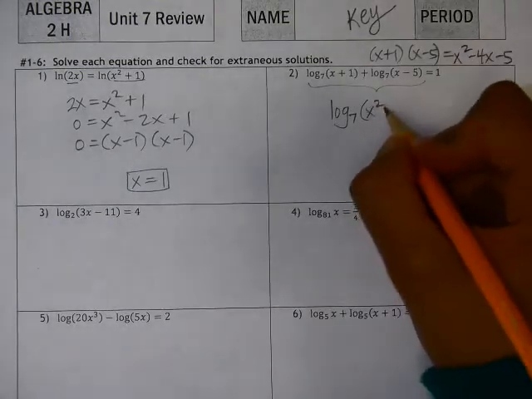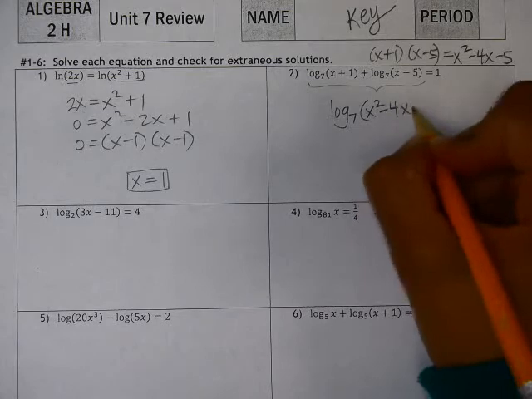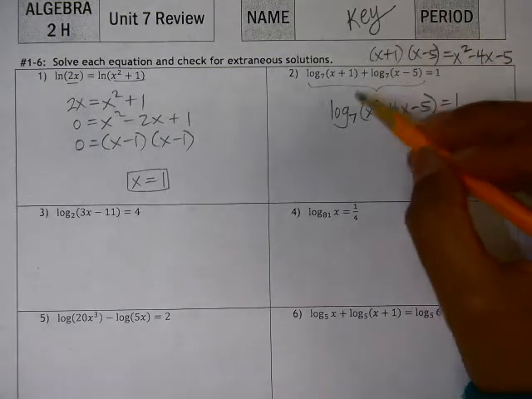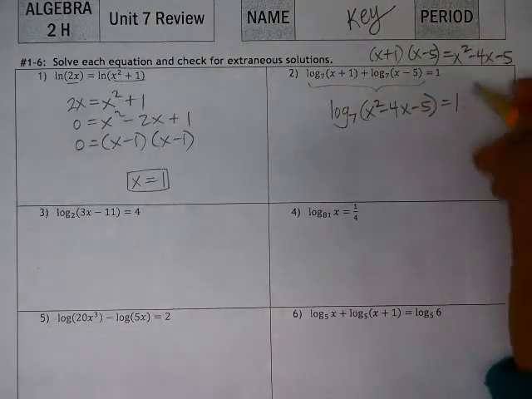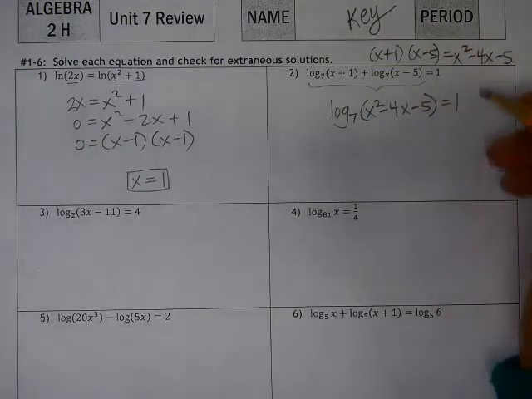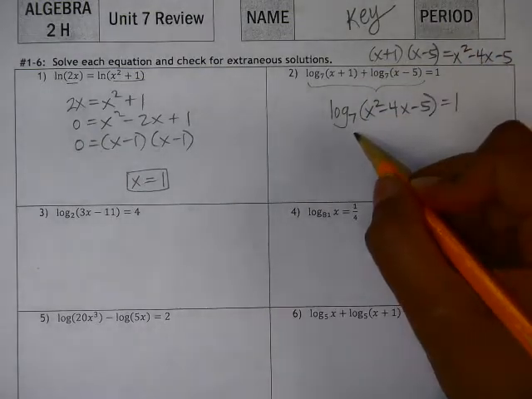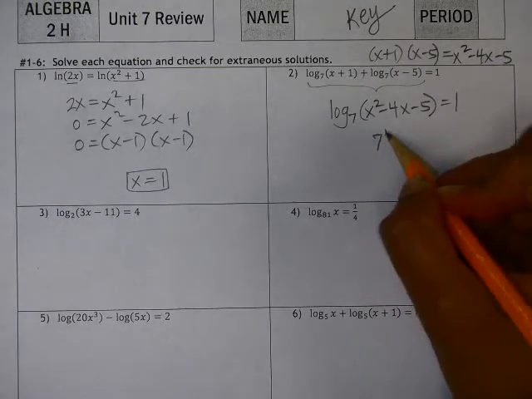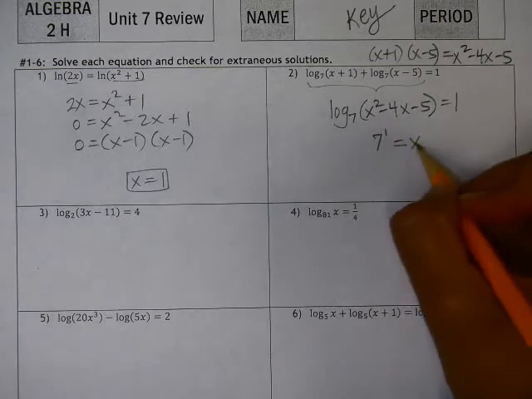So my condensed log will be log base 7 of x squared minus 4x minus 5, and I still have a 1 on this side. So when we have a log on one side of the equation but not on the other side, our only choice here is to change this to exponential form. So the base is 7, the exponent is 1, equals this argument.